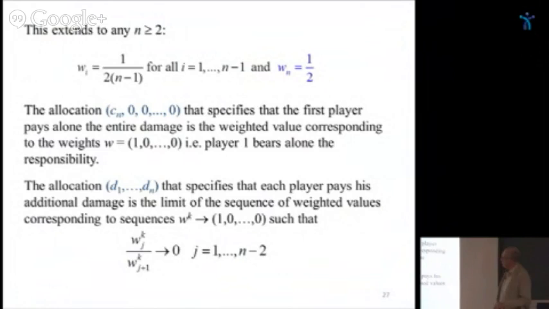And what about the allocation that asks each player to pay exactly the additional damage? It corresponds to a limit, which is quite strange. This is a mistake, sorry, it should be 0 for the last one, so I have to correct this. This is 1 for the last one and 0 for all the others. The idea is that player N is more responsible than player N minus 1, which is more responsible, and therefore the most responsible is actually player 1. So this allocation corresponds to a particular evaluation by the judge.